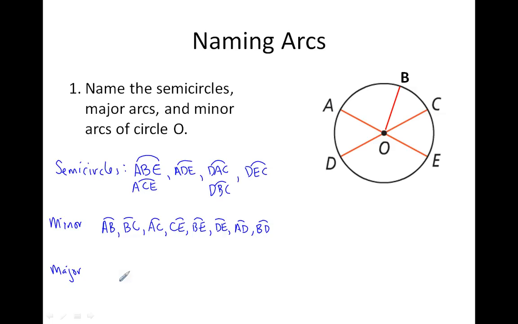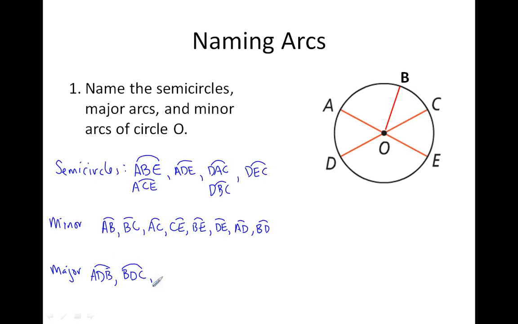Major arcs are going to go the other way. So if we look at AB as the minor arc, the major arc is going to be the other part. And you can pick any other letter to name it. So we still have the endpoints of A and B, but we're going the other way around the circle. So we're going to identify that by putting a point in the middle. So I'm going to call it ADB. Now next we have BC, so I'm still going to have the endpoints of B and C, but we're going to go the other way around the circle. So I'm going to use, again, D because it's a good letter. It's right there in the middle.